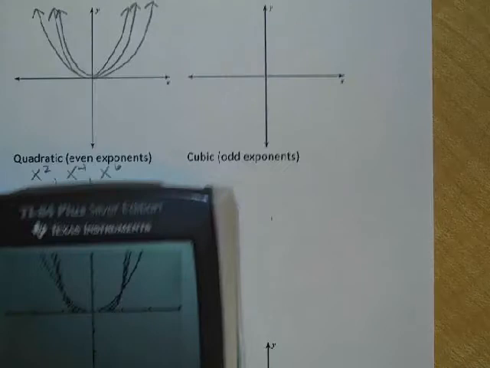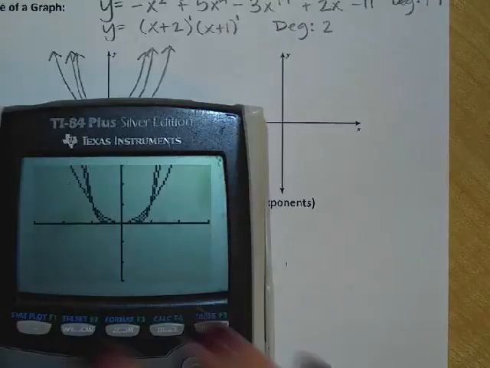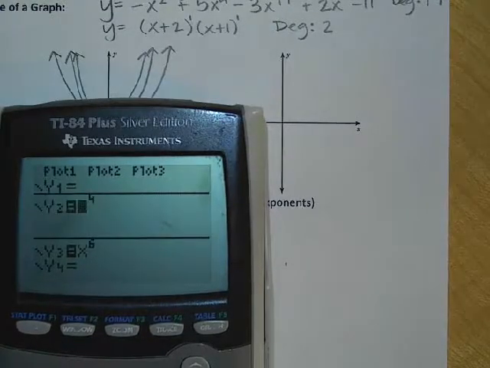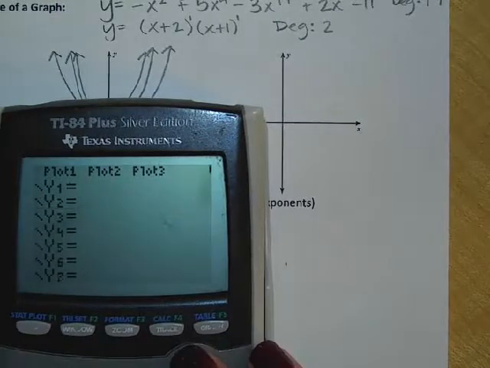So now if we look at a function that has an odd degree, anyone remember what the odd degree functions look like? Cubic? We've done this one before.